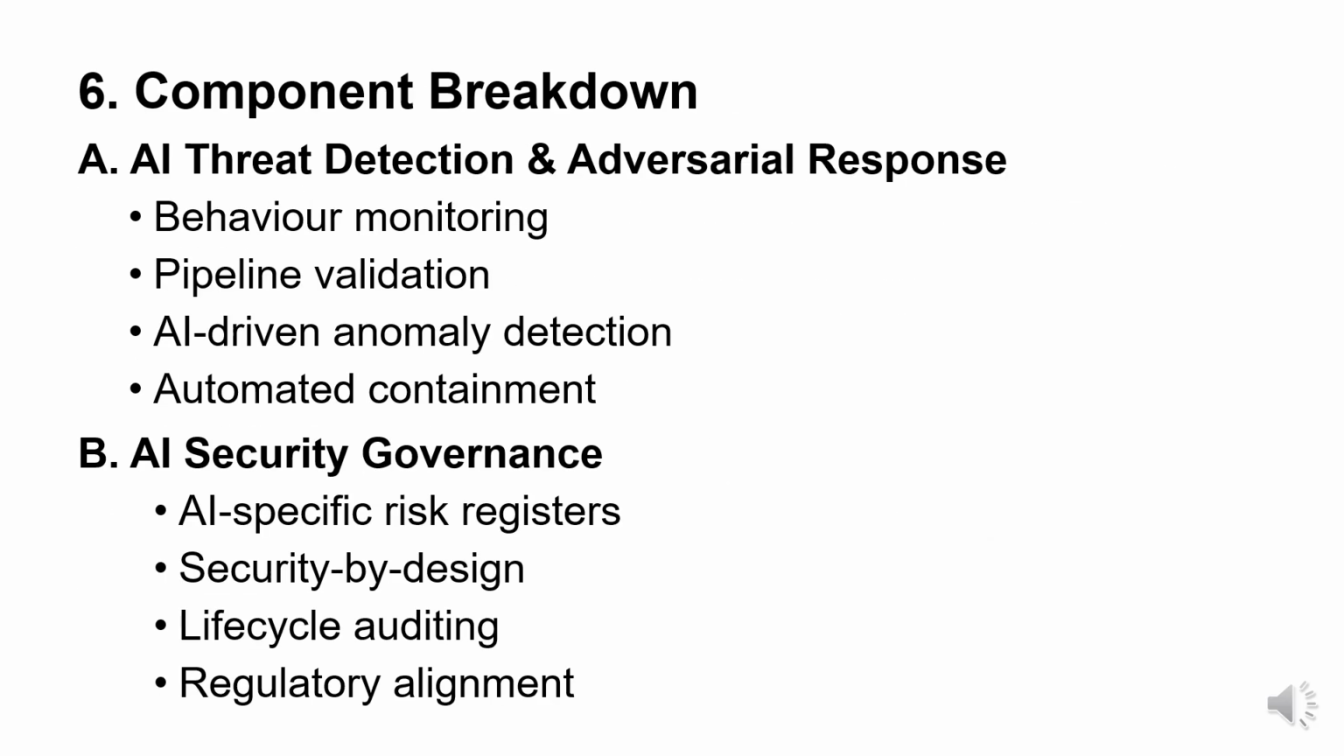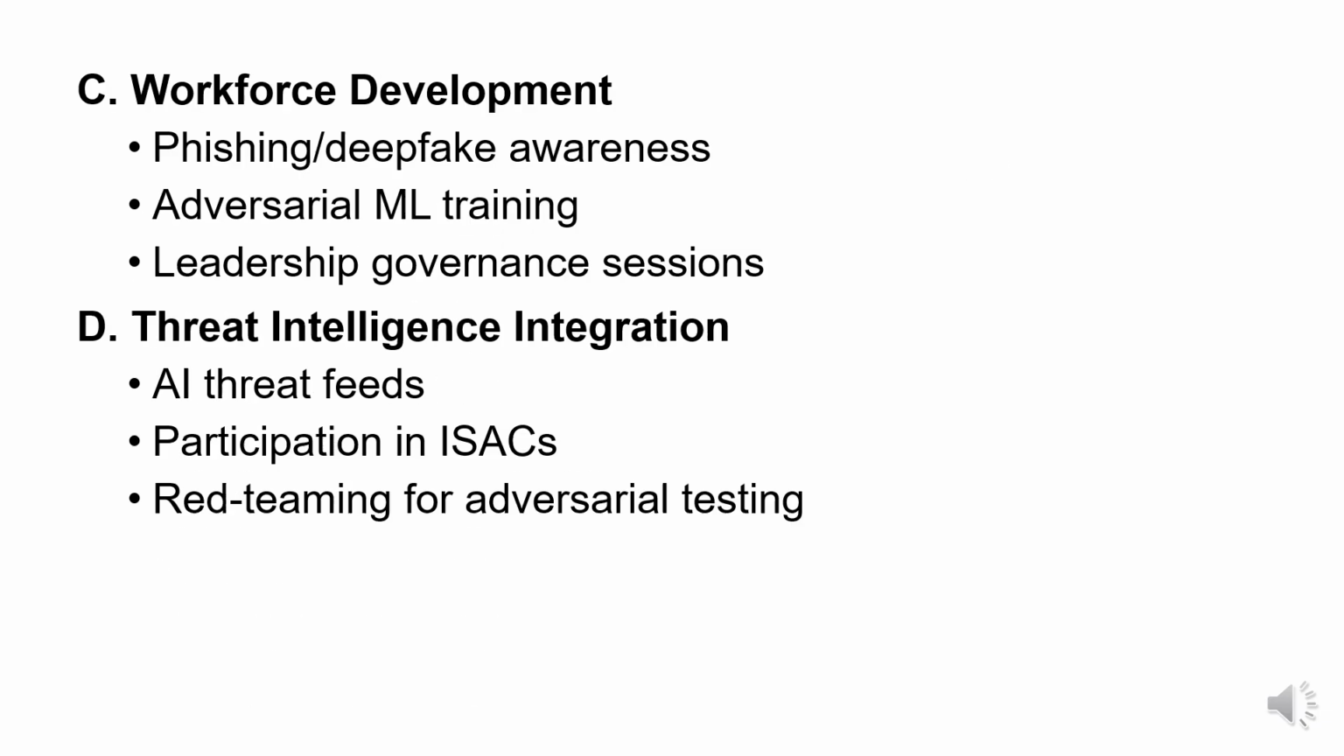So, components breakdown. As I said, it includes behavioral monitoring, pipeline validation, AI-driven automation, and containment for potential threats, and these measures ensure attackers can be detected and contained early. AI security governance: this layer includes AI-specific registers, security-by-design principles, AI lifecycle auditing, and regulatory alignment. Strong governance creates accountability and prevents fragmented decision making.